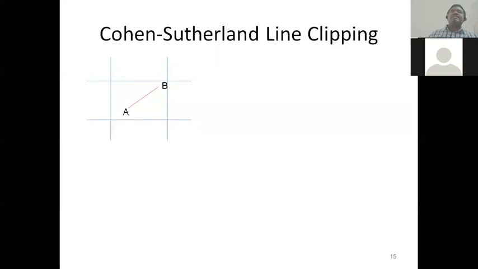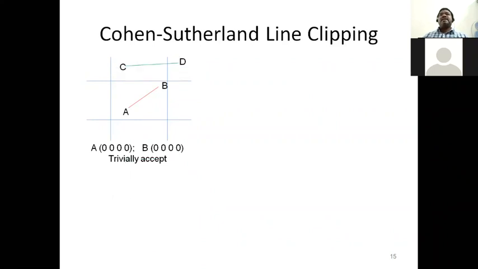By seeing this example, you can write coding on your own. Okay, so it's a simple case. This is A, this is B, this is the viewport. Right, so how to code A and B? A is within the viewport. B is also within the viewport. Here 0, 0, 0, 0. This is also 0, 0, 0, 0. A is 0, 0, 0, 0. B is 0, 0, 0, 0. So if both the ends are within the viewport, you have to accept. Means that will be visible. Trivially accept condition.